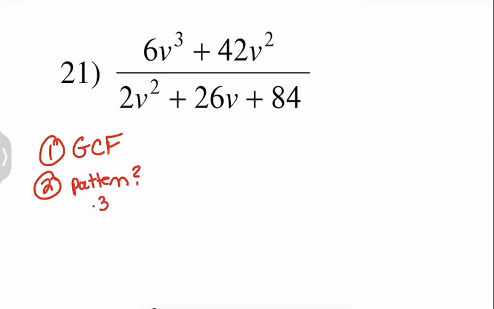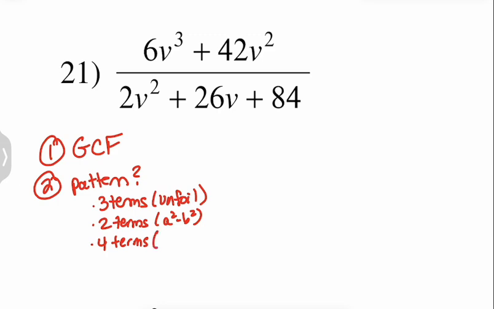Is it 3 terms so that I can unfoil? Is it 2 terms that has a pattern, like a squared minus b squared? There's a few others. If we get to them, I'll show you. Is it 4 terms? Which isn't going to happen too often, but occasionally does. That's a grouping one. And then always check again.